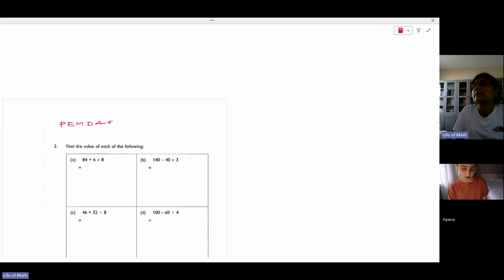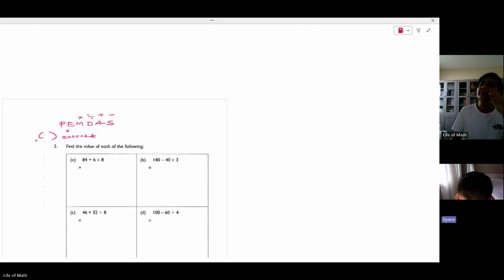PEMDAS. Why is it called PEMDAS? P is for parentheses, brackets. E is for exponent, if there is an exponent. M is for multiplication, D is for division, A is for addition, and S is for subtraction. This order must be followed to solve any questions in math.